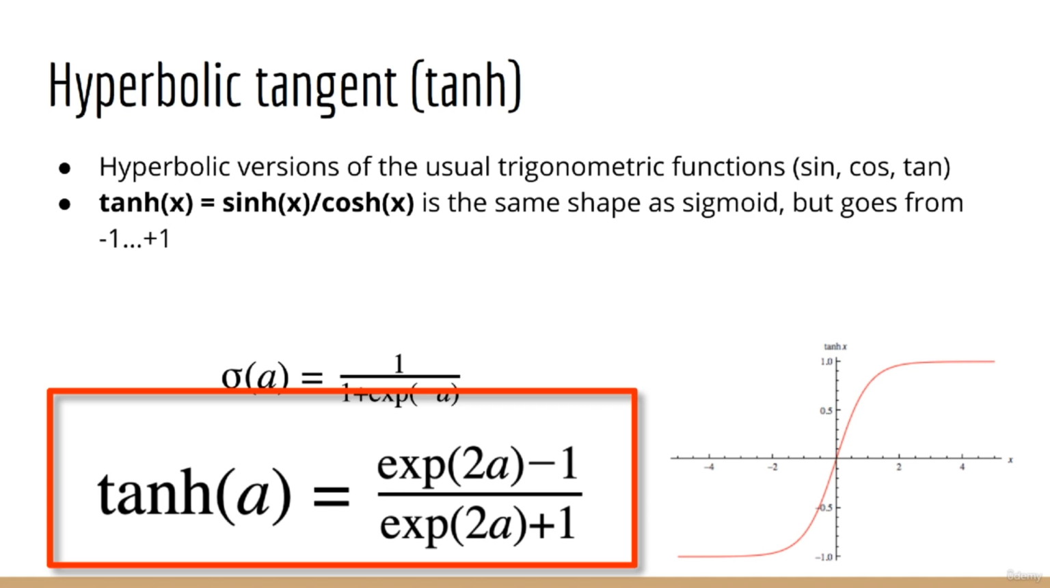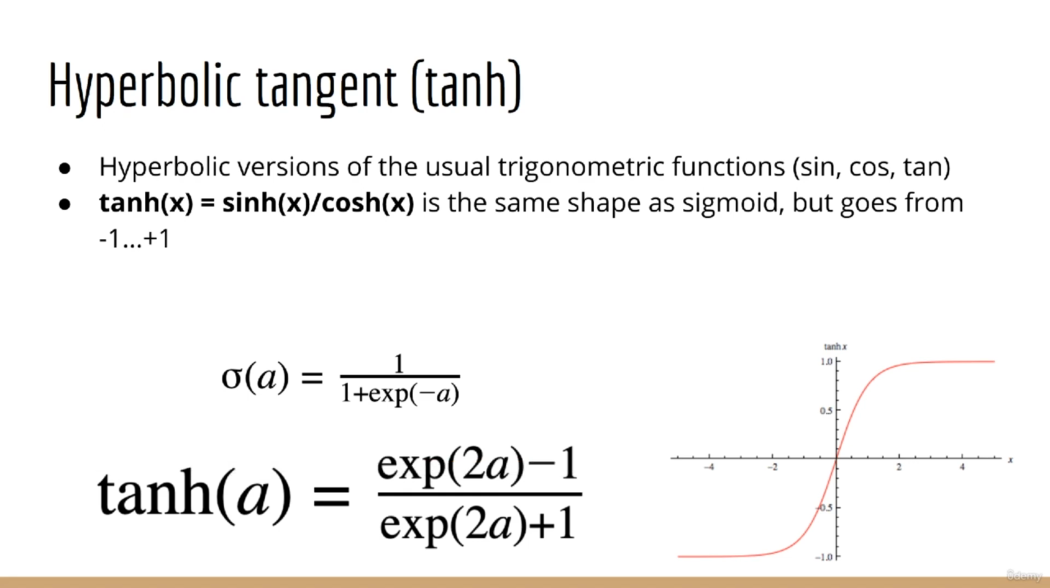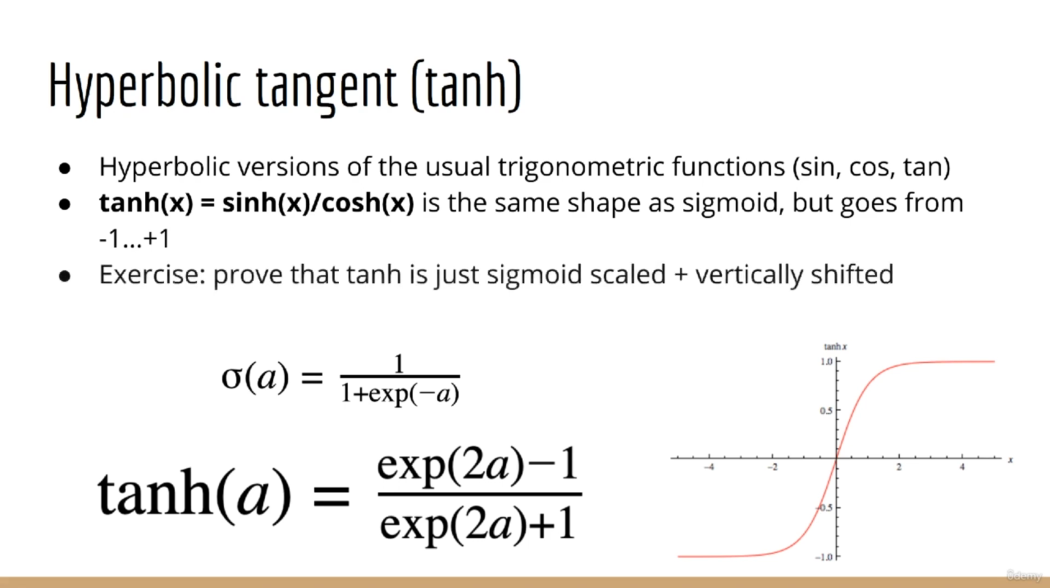The sigmoid has a similar equation, 1 divided by 1 plus the exponent of minus x. The major difference between the sigmoid and the tanh is that the sigmoid goes between 0 and 1, while the tanh goes between minus 1 and plus 1. As an exercise, you may want to try and prove the relationship between the sigmoid and the tanh. In particular, that the tanh is just a scaled and vertically shifted version of the sigmoid.